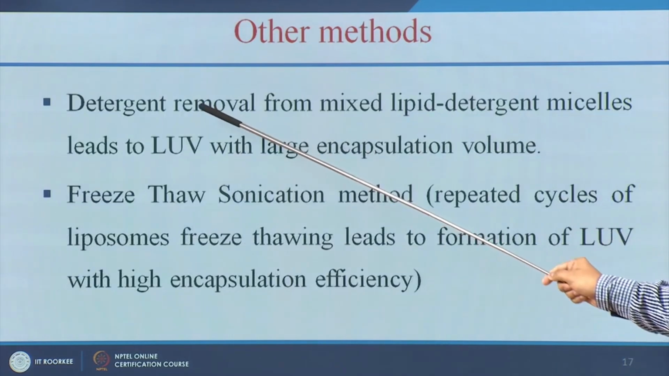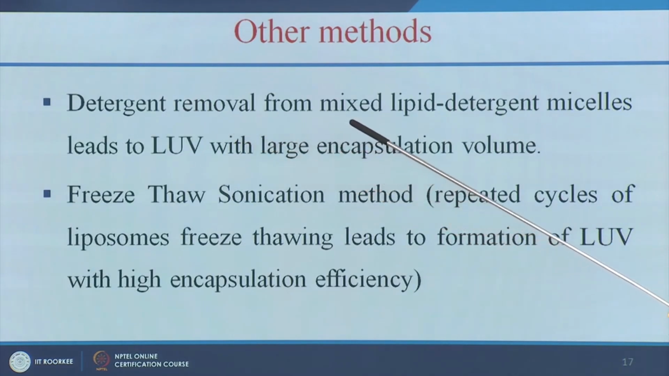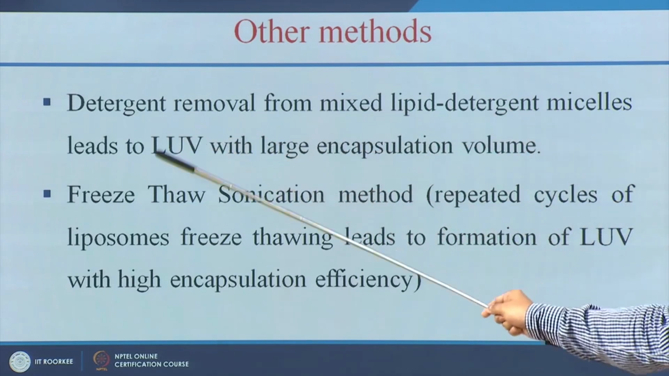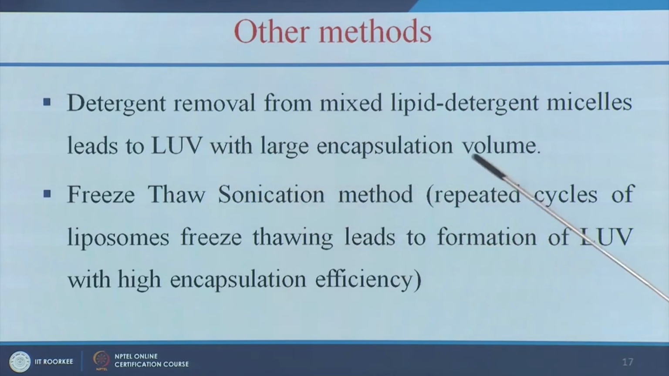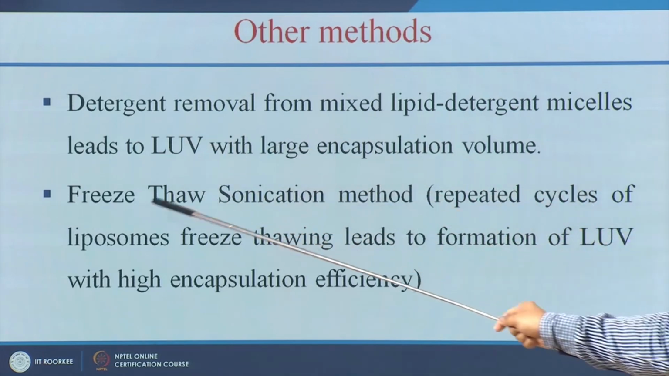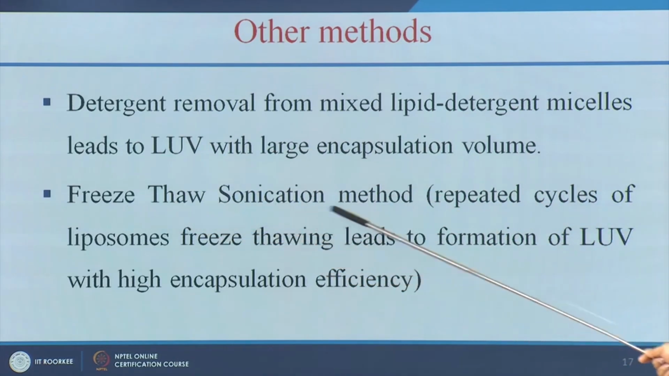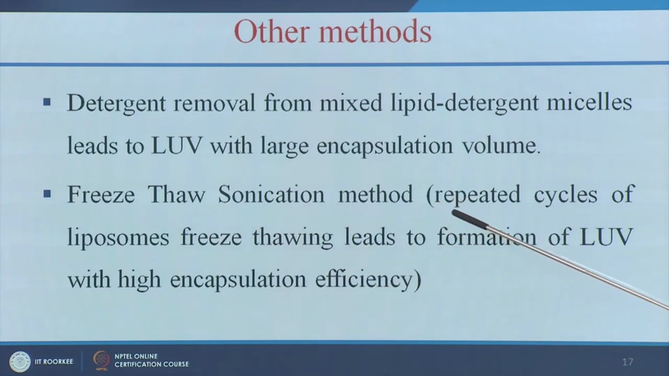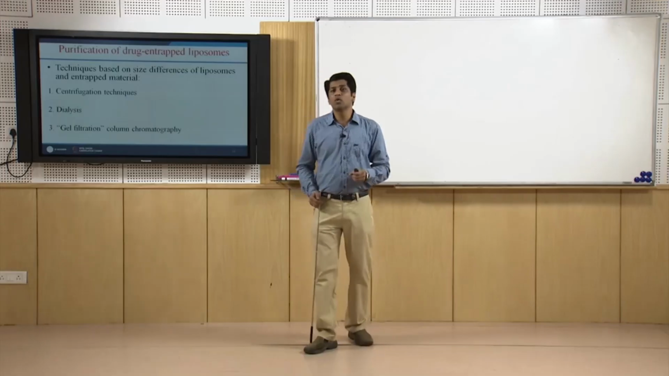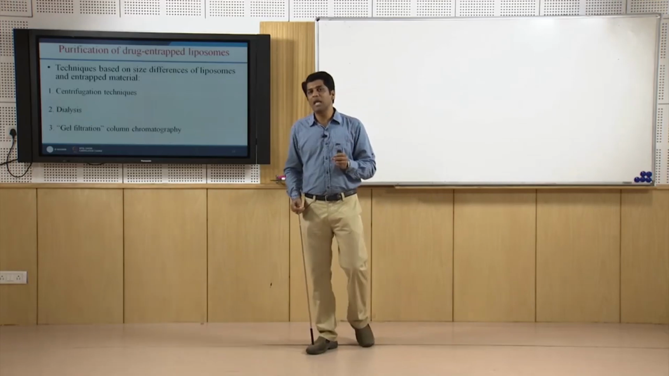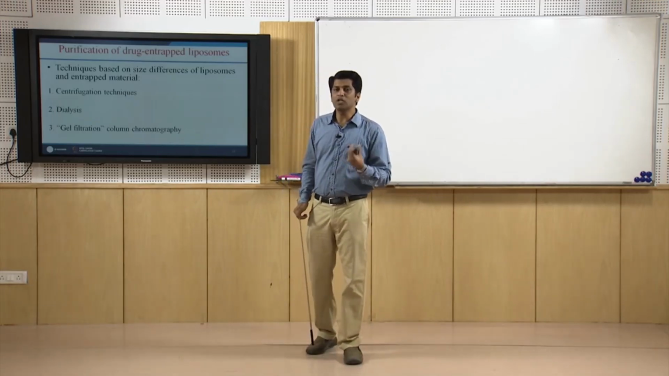So other methods are, you can use detergent removal from mixed lipid detergent micelles, which leads to LUV with large encapsulation volume. And the next method is the freeze thaw sonication method. In this method you will have repeated cycles of liposome freeze thawing, which leads to formation of LUV with high encapsulation efficiency. So once you load the liposomes with your drug, then you have to purify.